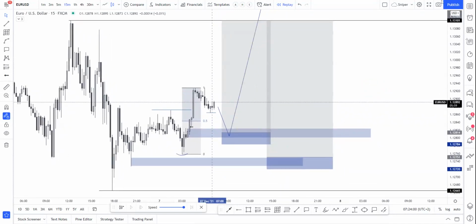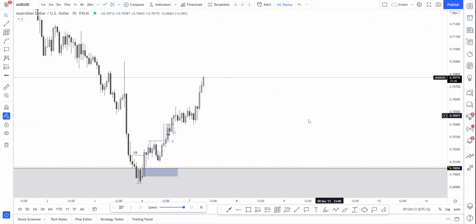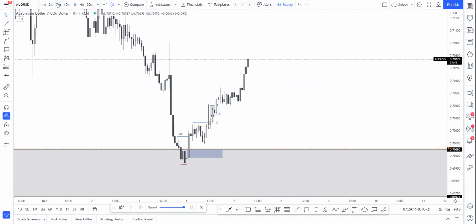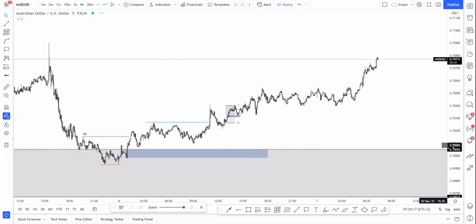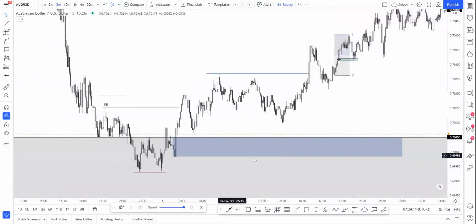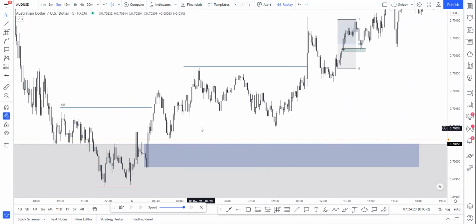Let's have a quick look at another pair. So Aussie Dollar, I'll just review. I'm not going to make any predictions on it. So this was the area that I did look for price to come into, and then price didn't come. But let's look in hindsight. Let's see what happened actually.